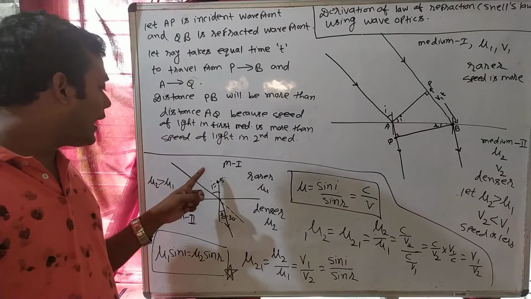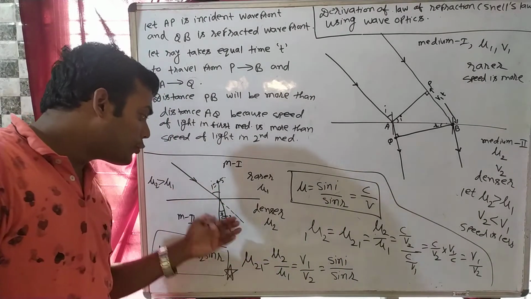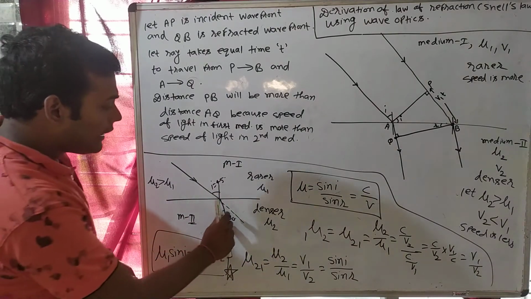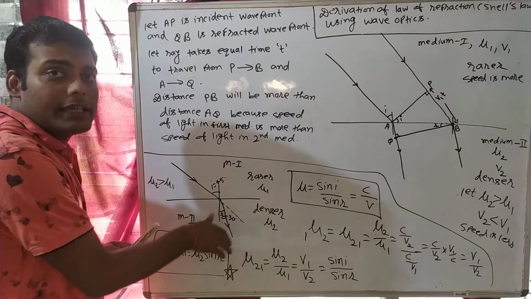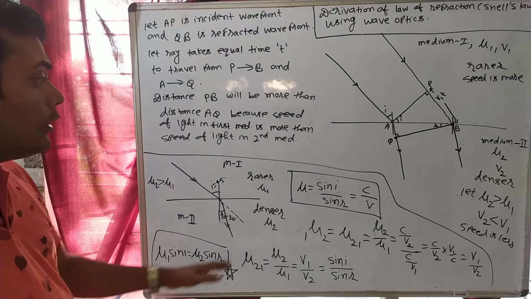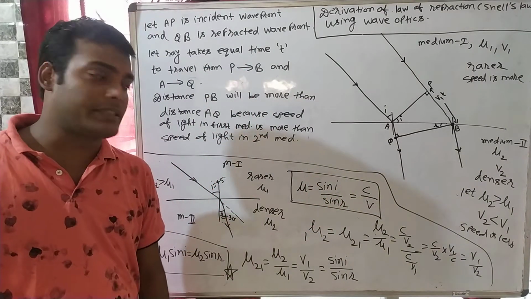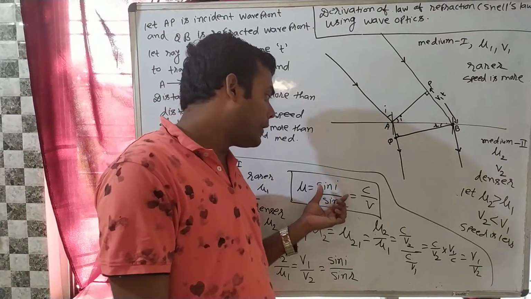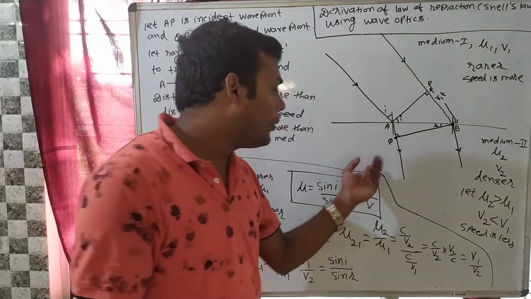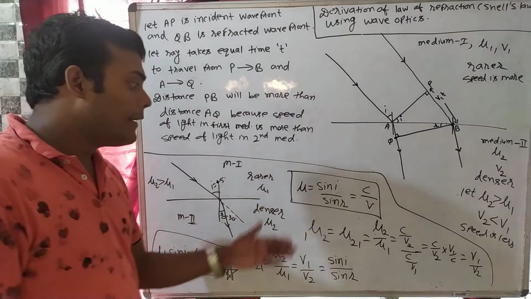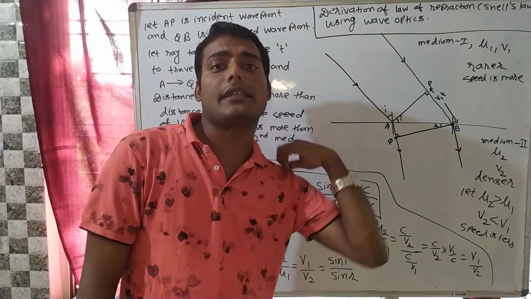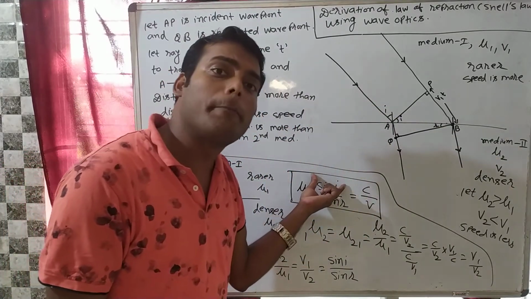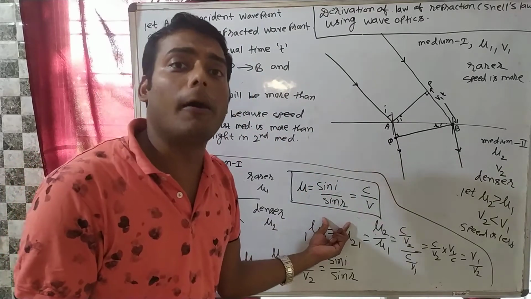Why? Because here light is going from rarer to denser, so it will come close to the normal. This complete angle is 45, so this one will be less than that. Let's say this is 30 degrees. If I find the ratio of sin i and sin r, here i is 45 and r is 30. So we will take sin 45 by sin 30, put in the values we know, and find the refractive index. So one definition of refractive index is the ratio of the sine of the angle of incidence and the sine of the angle of refraction.